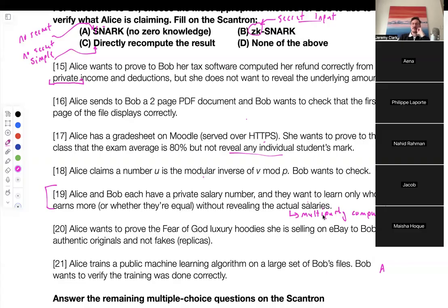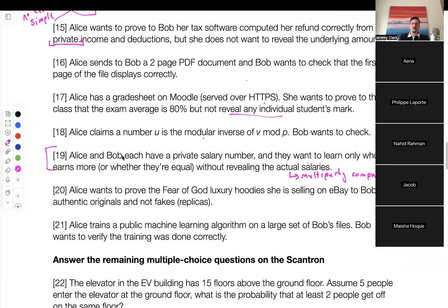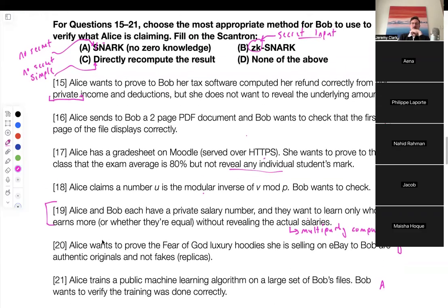Okay. So sometimes when you're looking at applications in the real world, it looks like something that a ZK snark could help with. And you think, okay, yeah, that looks like a snark. But you realize once you sit down and think about it, okay, well, actually, it's more of a multi-party computation than a ZK snark. So that's a very common thing that happens. Okay. The next one says Alice wants to prove the Fear of God luxury hoodie.